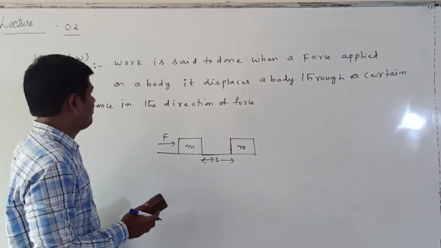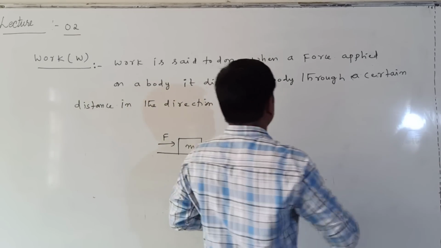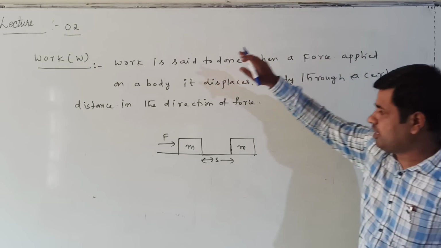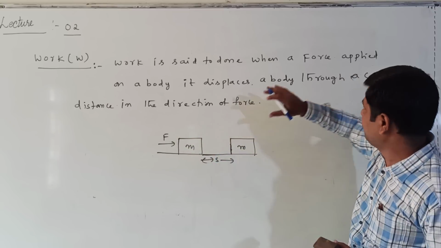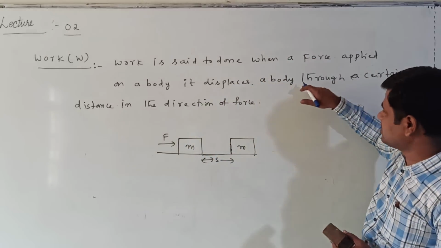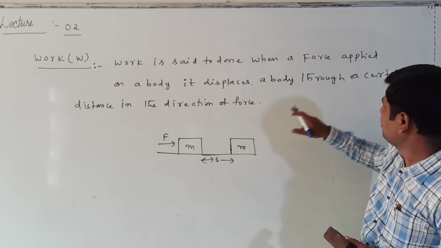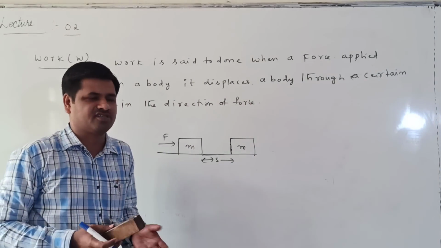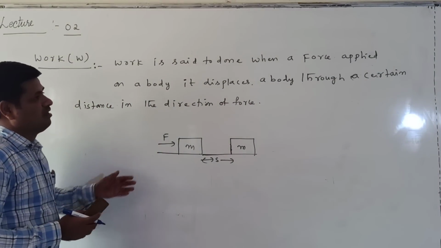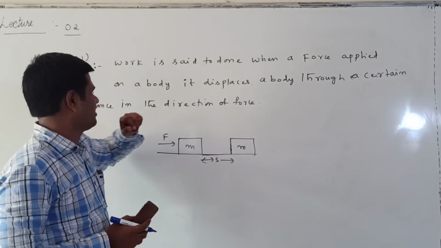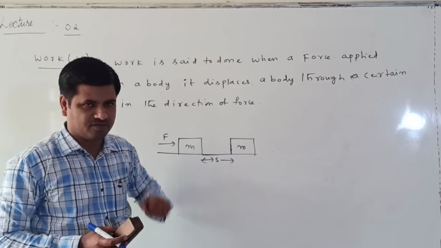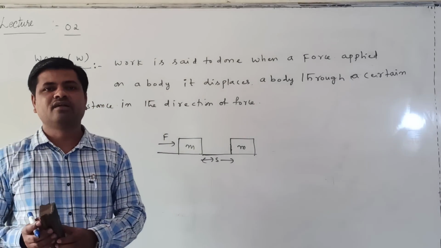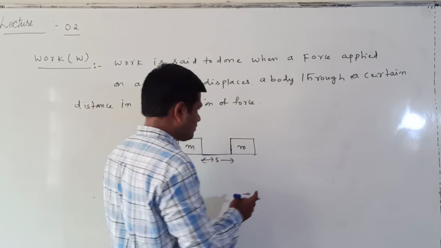Listen once again. Work is said to be done when a force is applied on a body and it displaces the body through a certain distance, or certain displacement. It has a direction. So it displaces a body through a certain distance in the direction of the force. That is called work done.